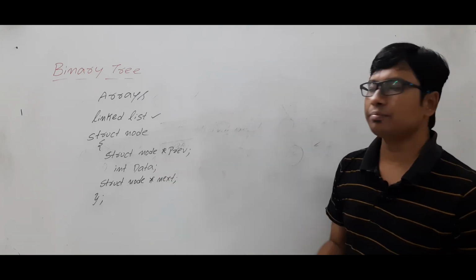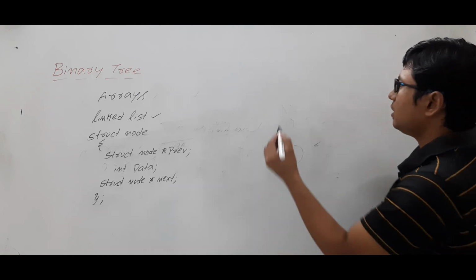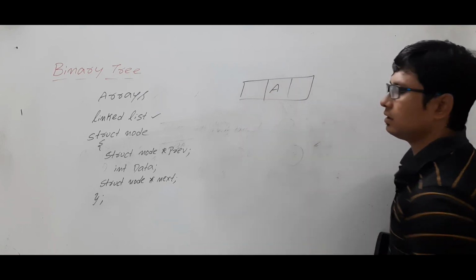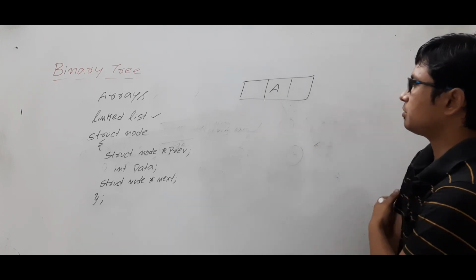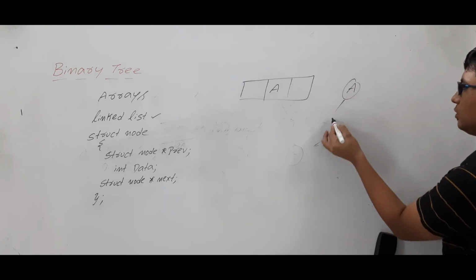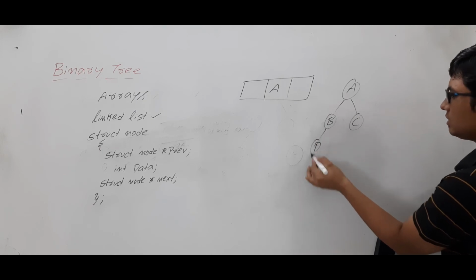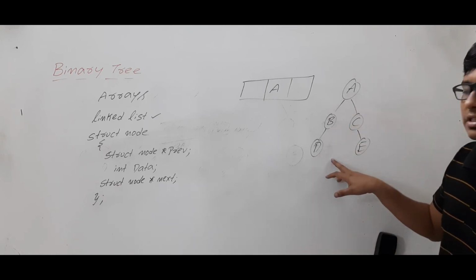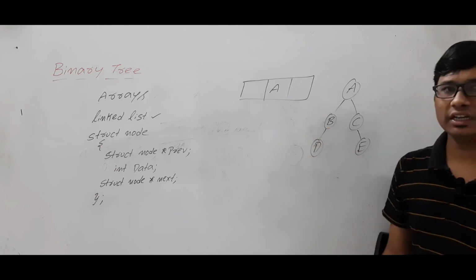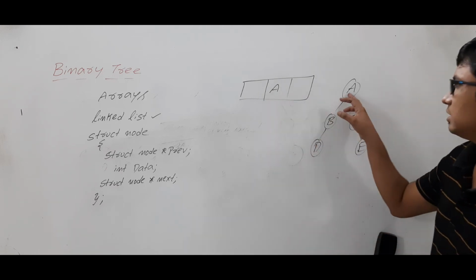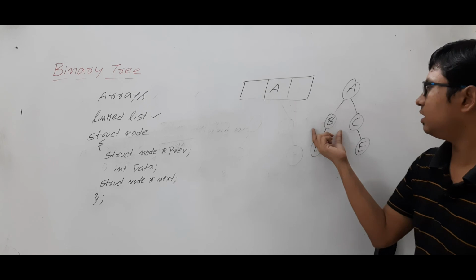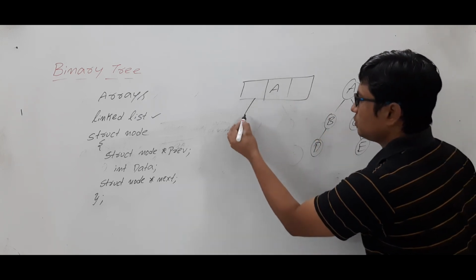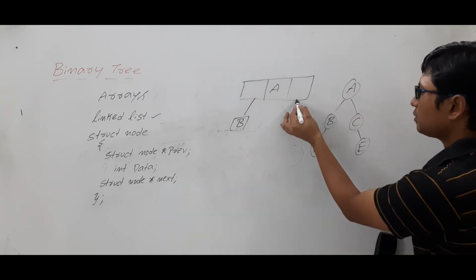Okay, now how can I represent the binary tree using the double linked list? Let me write the binary tree here. A I have, B is there, C is there, and D is there, and here E is there. Now this is my binary tree. A, B, C, and D and E. Yes, this is a binary tree. Now this binary tree, how can I represent using the double linked list? Here A is there. Okay, so I kept the data. Now address of the left child will be there here, and the address of the right child of A will be there here. So here you will have the address of the B, and here you will have the address of the C.